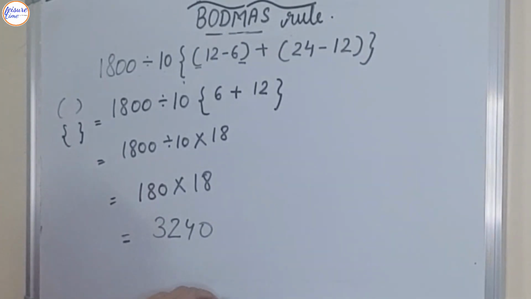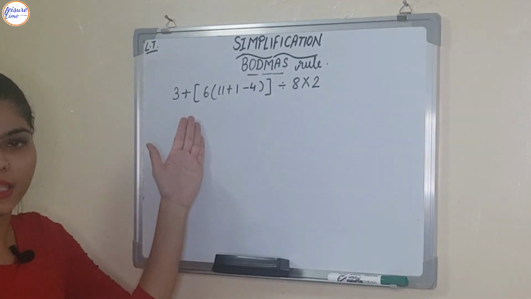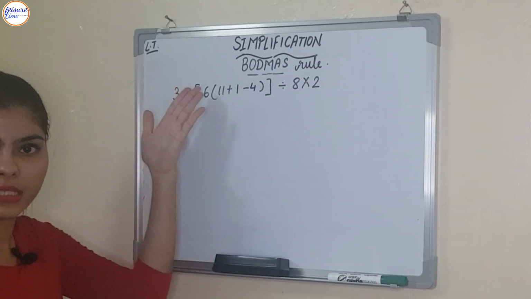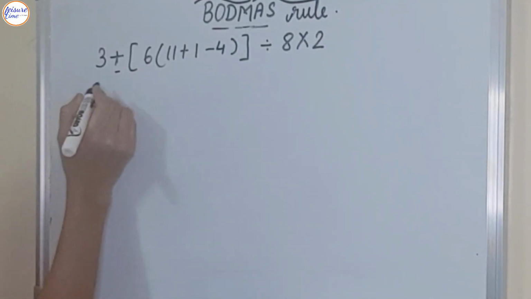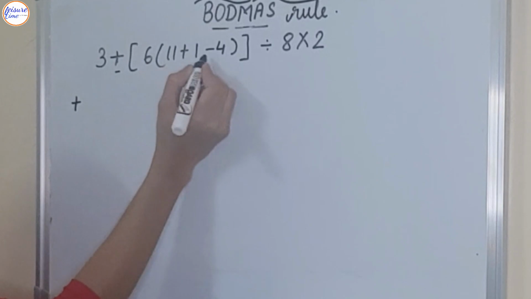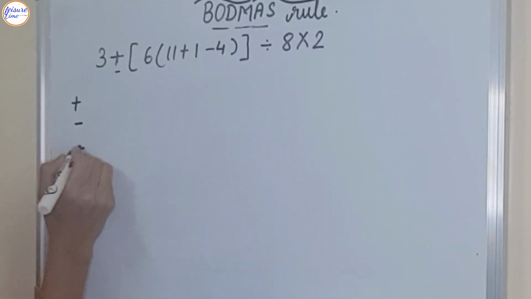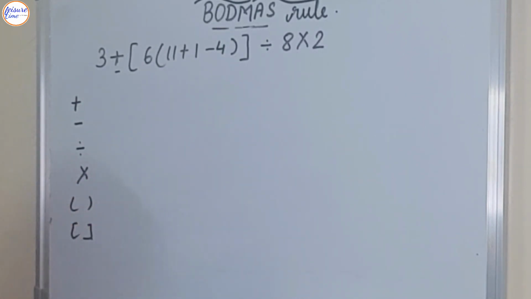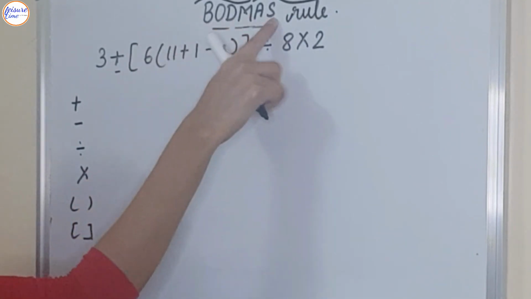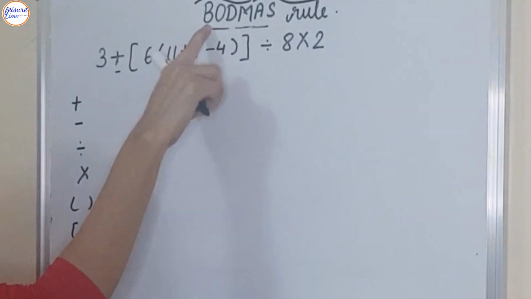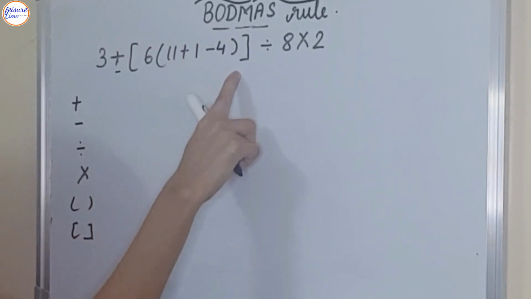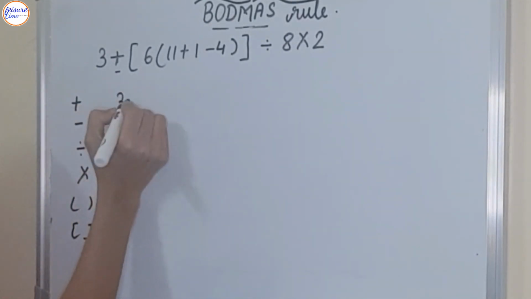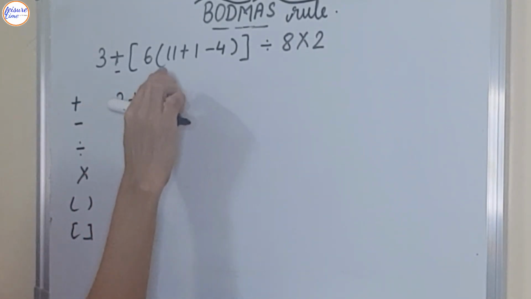Now let's take another example. Here it is, one more example of a mathematical expression. Now we will solve this using the same BODMAS rule. The first operation is addition, again addition, then subtraction, then division, then multiplication, and the brackets, the small brackets and the big brackets or the square brackets. As per the BODMAS rule, B stands for bracket, so we will solve the bracket first. Which bracket will we solve first? The small bracket.